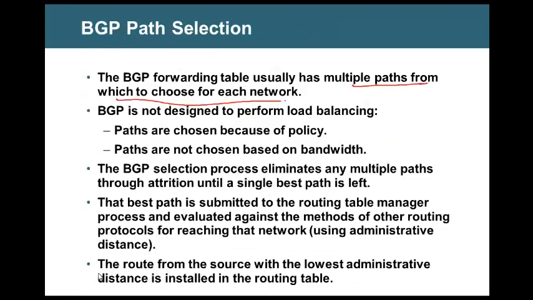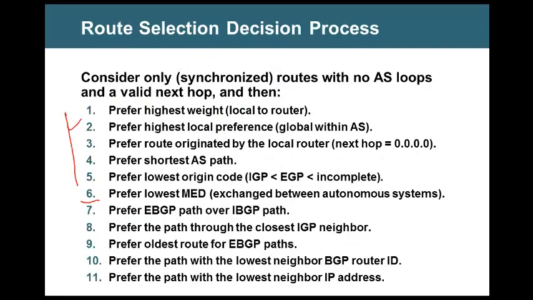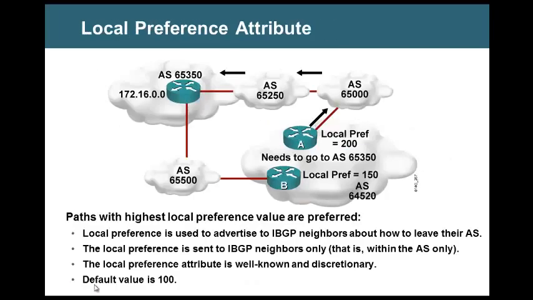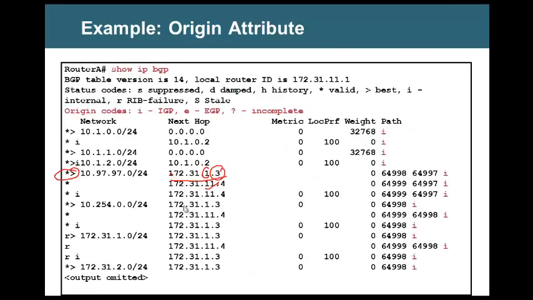So we have seen all these 11 steps. Mostly the selection may be because of this or this. Assume there is a tie in all of this. Still this is getting selected, the smallest one. So this is how the path will be selected.